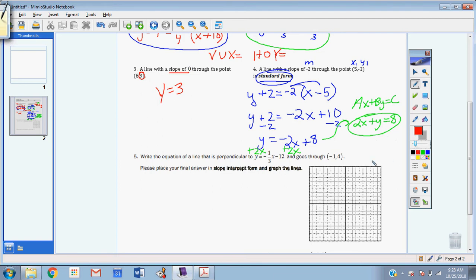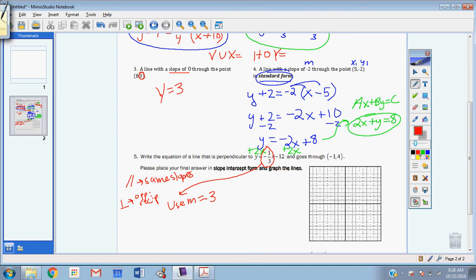Okay, final one on this quick quiz is the perpendicular idea, parallel and perpendicular lines. Just remember, parallel lines will have the same slopes. Since this one is perpendicular, though, we're going to use the opposite reciprocal slopes. So on this problem, I want you to use a slope of not negative 1 over 3, not positive 1 over 3, but positive and flip.